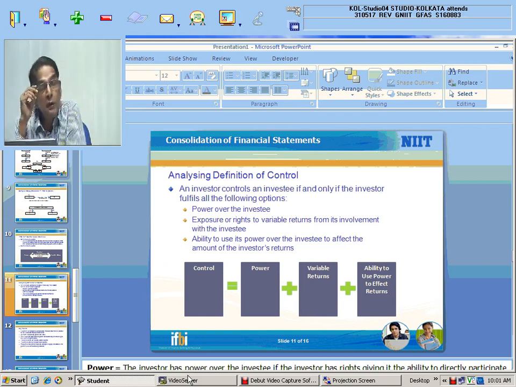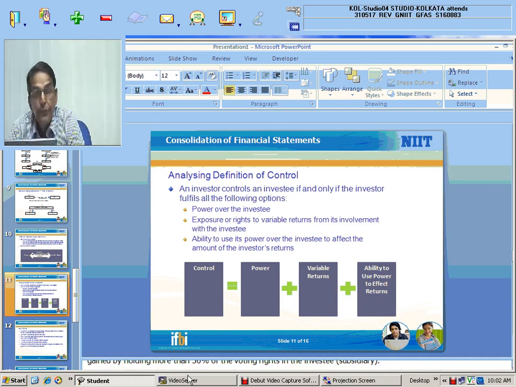But even without having more than 50% of the voting rights, the investor company may still have power over the investee company because of other circumstances. Like say, a contract with 30% owners of the company that they will vote as per the directions of the investor company. Then 40% plus 30% makes 70%, so 70% voting rights is effectively available to you. So even without having acquired more than 50% voting rights, an investor company has power over the investee company. That is what I am trying to emphasize.